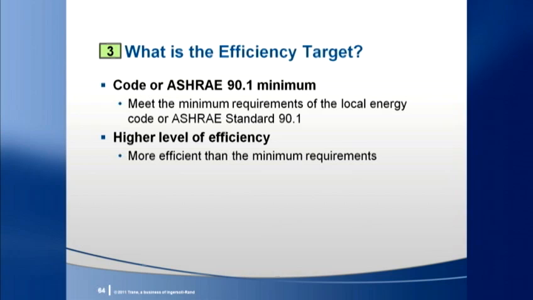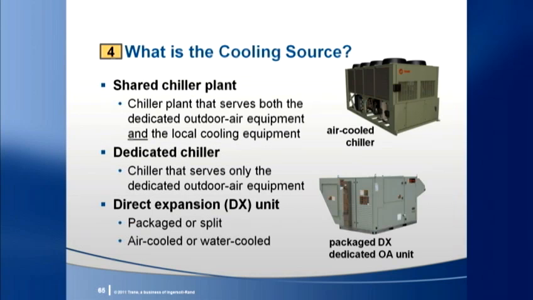Does the equipment need to just meet the minimum requirements or local energy code of ASHRAE 90.1? Or do you want to optimize the dedicated outdoor air equipment for the specific application and obtain higher efficiencies if possible? And the final piece of the puzzle is what cooling sources are available for the given project. Is there a chiller plant that can serve the dedicated outdoor air equipment, but is also used to serve the local equipment in the space? Is installing a dedicated chiller an option? Or does this need to be direct expansion equipment?